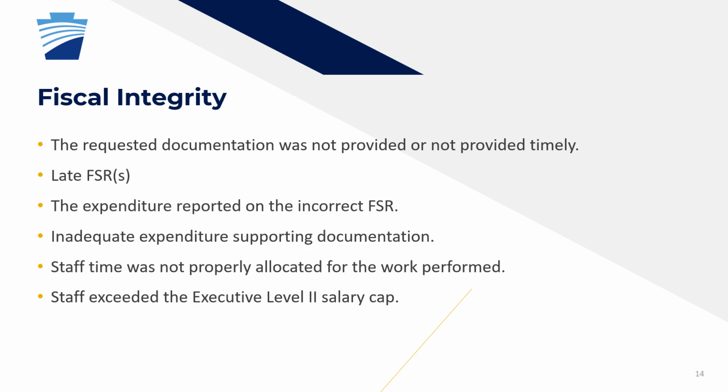Next, in the fiscal integrity section, after the most common finding we've seen throughout, BWGA Oversight also very commonly sees late FSRs, expenditures reported on the incorrect FSR, inadequate supporting documentation and justification, improperly allocated staff time for the work performed, and staff whose total salary once all federal funds are combined exceeds the Executive Level 2 salary cap.